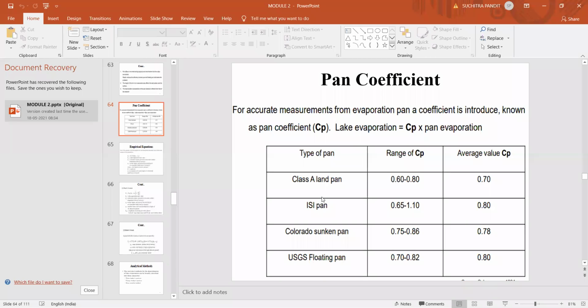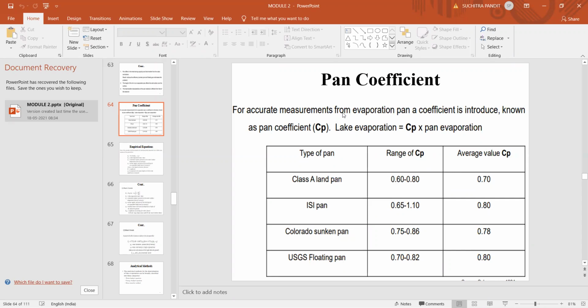It depends on the type of instrument you use, whether it is a Class A land pan, an ISI pan, a Colorado sunken pan or a USGS floating pan. On average, the pan coefficient can be assumed to be between 0.7 and 0.8, so you can take the average, that is 0.75. In the examination, if the pan coefficient is not given in the problem, you can suitably assume it between 0.7 and 0.8, or take the average value of 0.75.